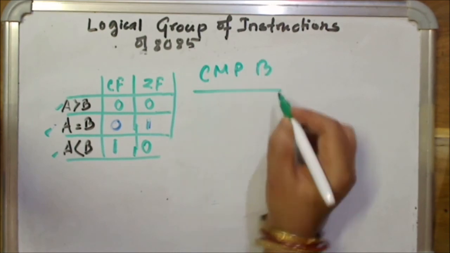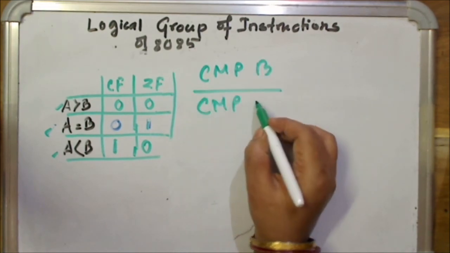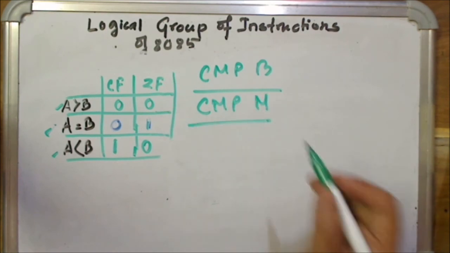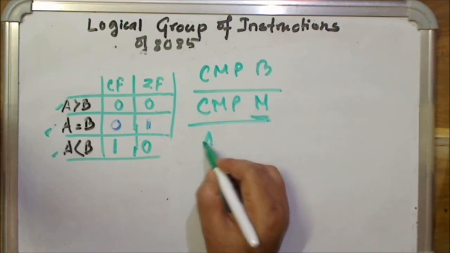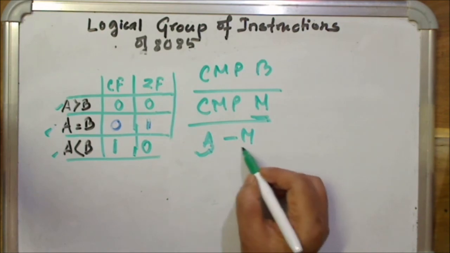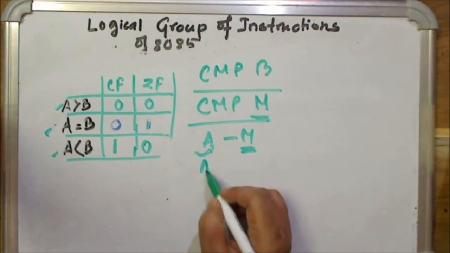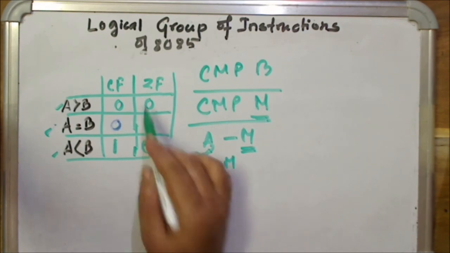Compare B. This is one example, comparing with the register. Now there is another instruction, compare M. You know M, same. It will compare the contents of the accumulator with the contents of the memory location pointed to by the HL pair, in the same process, that is A minus M. And it will check the flags.